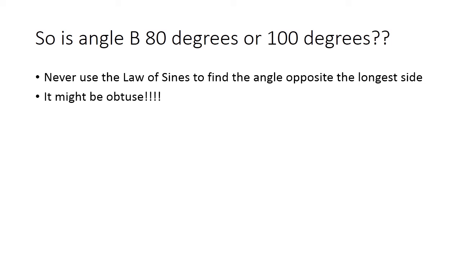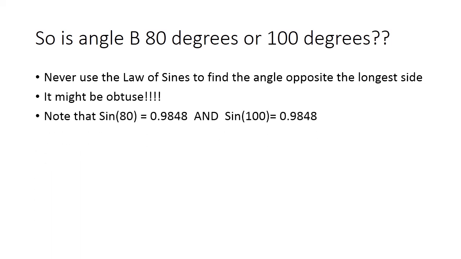Now, why does the law of sines have problems with that? Well, take a look at this. The sine of 80 degrees is approximately 0.9848. The sine of 100 degrees is also approximately 0.9848. That's interesting. As it turns out, all supplementary angles have the same sine, which means that sine can't tell the difference between an acute angle and an obtuse angle.